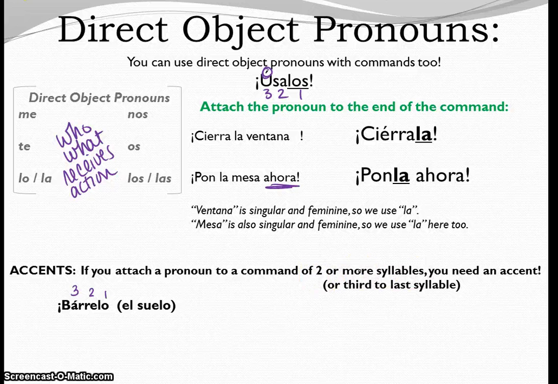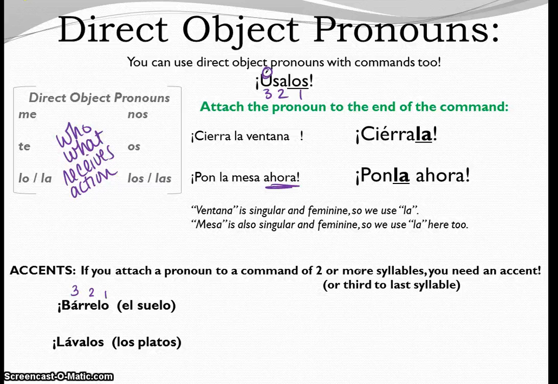The next one, lava los platos, becomes lávalos. So count backwards. Los, va, la. All we're doing is we're counting our vowels. So the accent goes perfectly on the first A, lávalos.